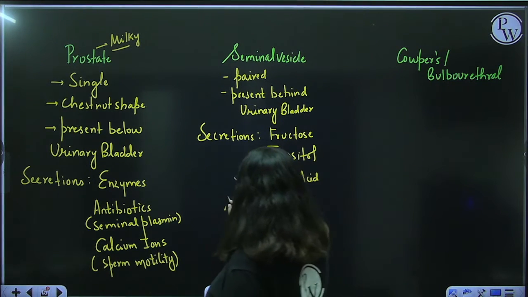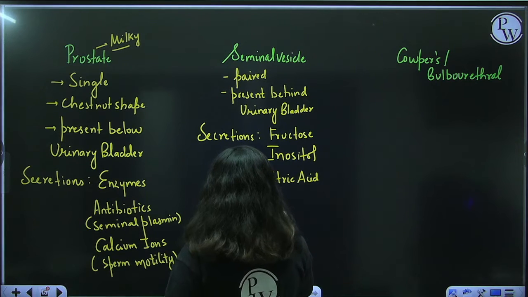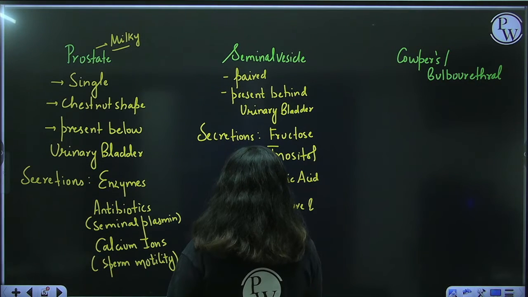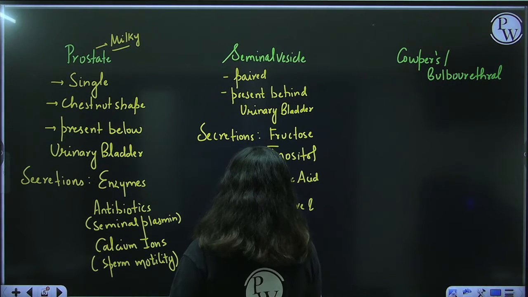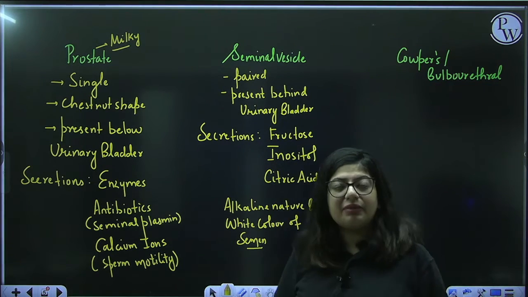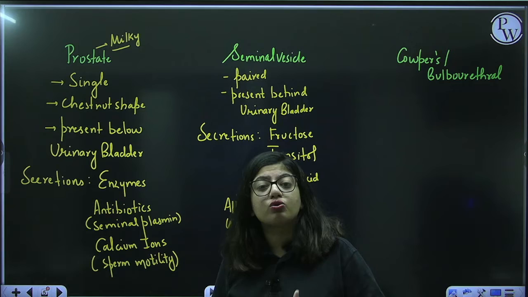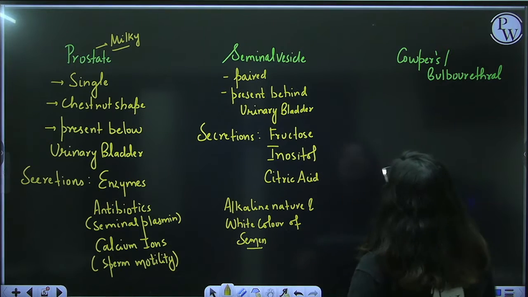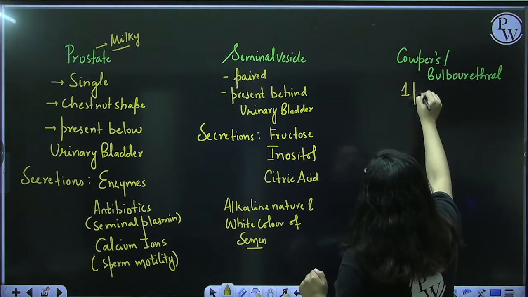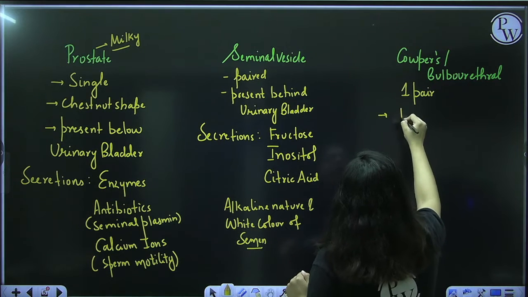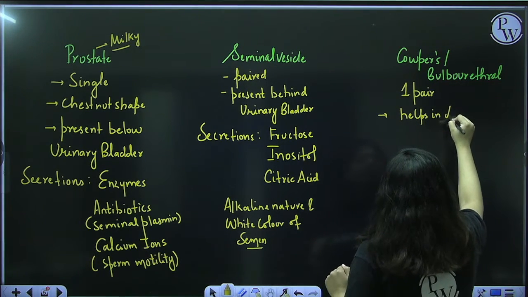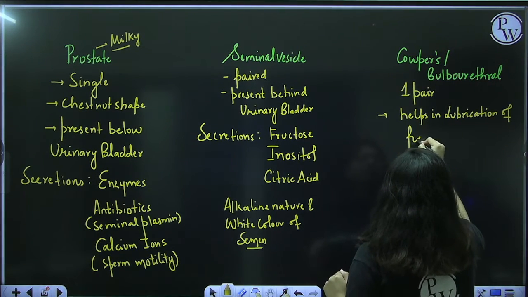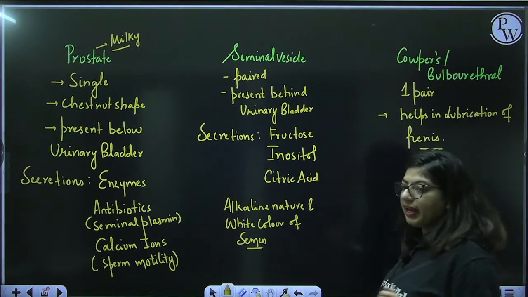So, the alkaline nature and white color of the semen is provided by the seminal vesicle. The semen has a pH of around 7.2 to 7.7, quite alkaline. So this is given by the seminal vesicles. Next we have, guys, Cowper's gland. This is also one pair, and this one helps in lubrication of the penis, right? It secretes mucus, so it will help in lubrication.